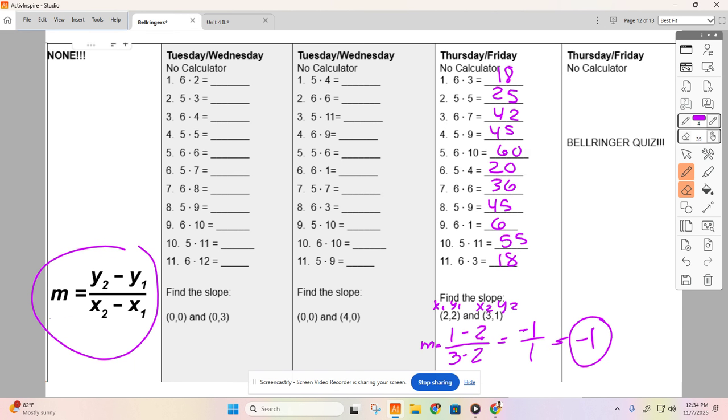Make sure you have your name on the front. Make sure you have your work shown for every one of these days. If you don't have that work shown, you're going to lose points. Just make sure you have it shown.